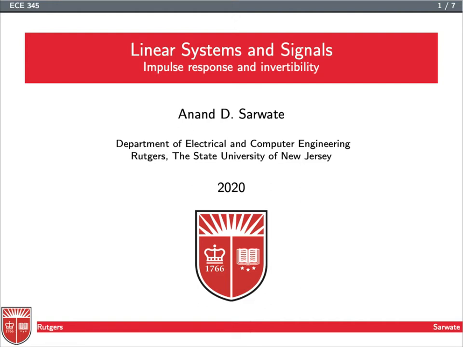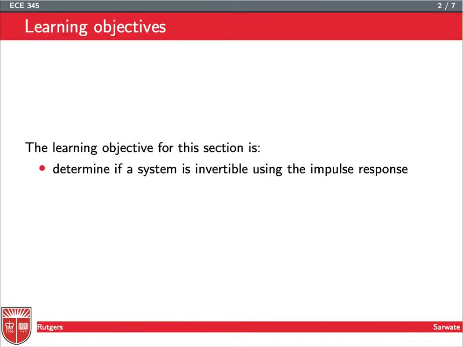So now we want to see if we can determine whether a system is invertible using the impulse response. We'd like to determine if a system is invertible using the impulse response, and what we'll see is that you can do this sometimes. To understand it in more detail, we'll have to wait till we discuss Laplace transforms, which is coming up next, and then also Z transforms.